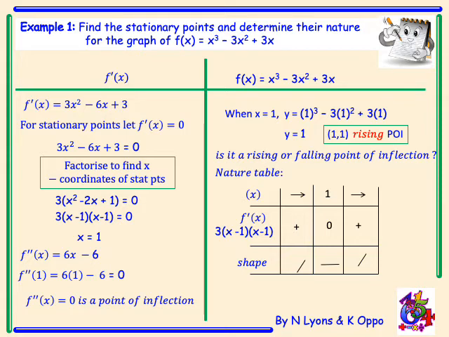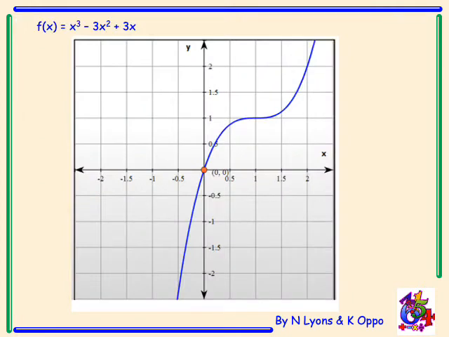So let's take a look at this function. What does it really look like? So here I've graphed it for you. It's a cubic. It's a positive cubic. It's rising, turning, and rising again. So I've got the function x cubed minus 3x squared plus 3x, and we can see on the graph the rising point of inflection at the point 1, 1 as shown.